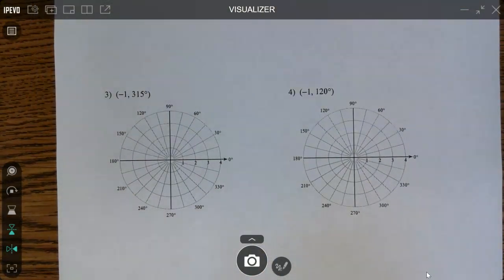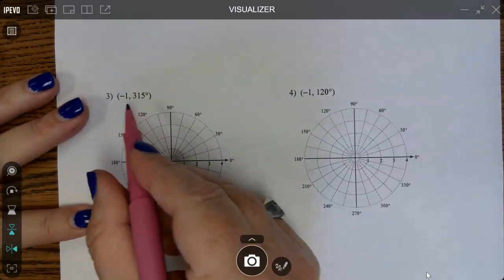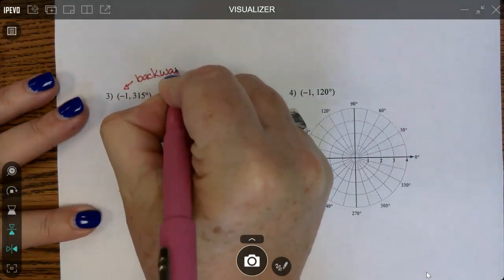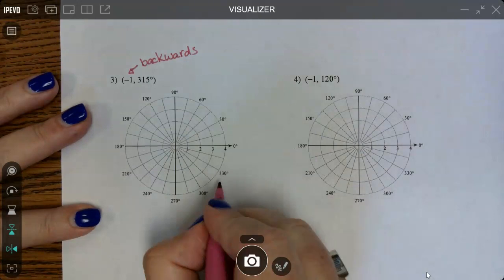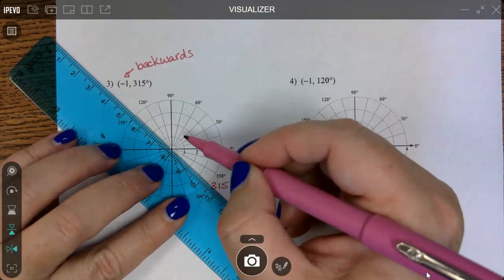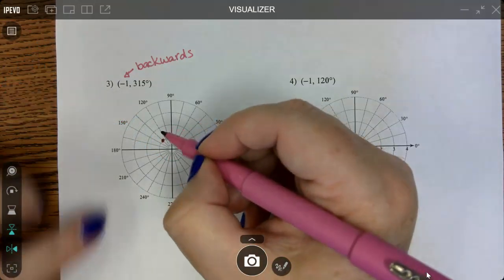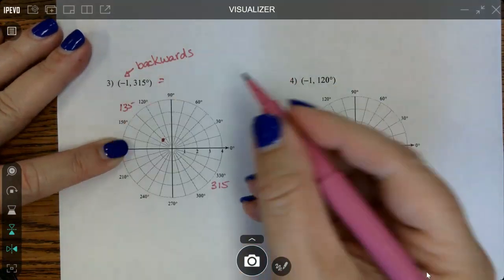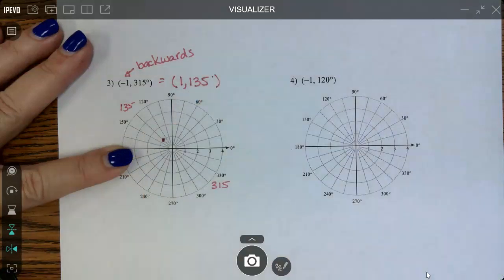Okay, here we have a -1, and this tells us we're going to go backwards. So these count by 15. So here is where 315 is. So instead of going towards 315, we're going to go in the reverse. So that puts us right here. And notice that it's going to be 135? So this is going to be equal to the point 1 and 135 degrees.